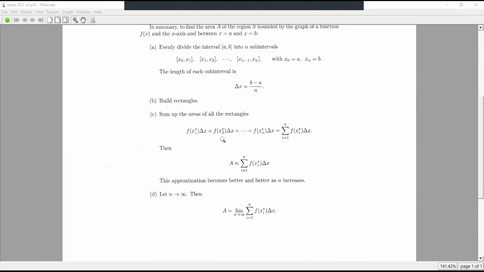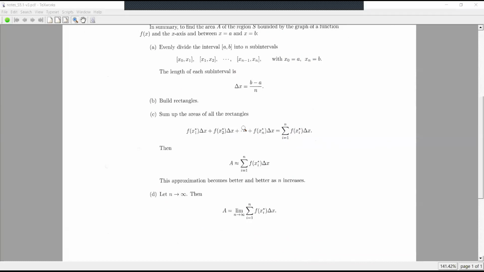This is when n, the number of rectangles, is large. This sum is a long sum. The book introduced a shorthand notation for this long sum. The book called this notation sigma notation. Sigma means summation. Yeah, this is a Greek letter. Sigma means summation.